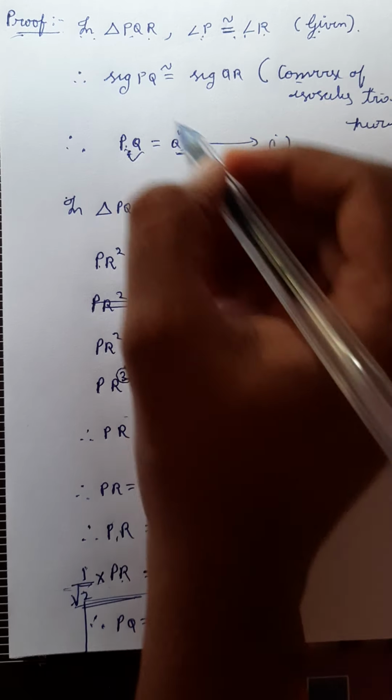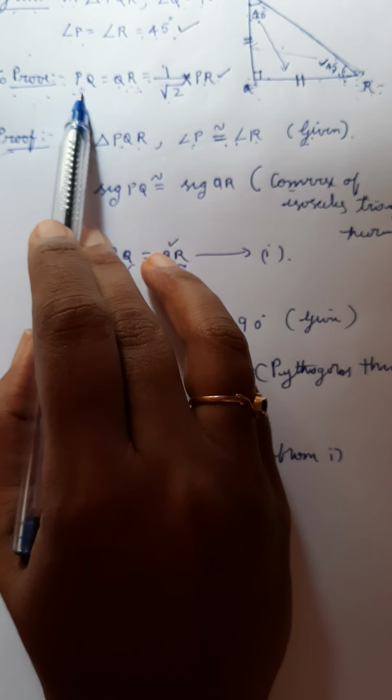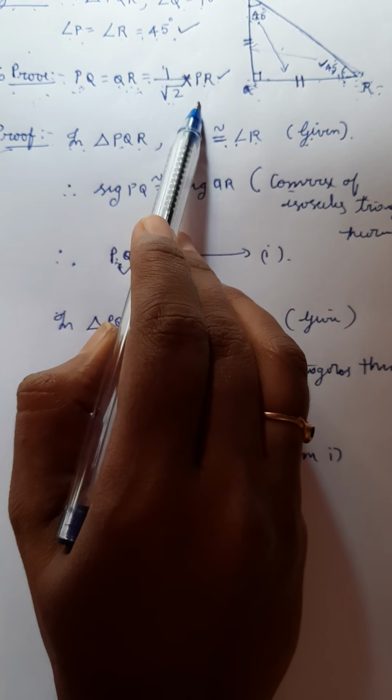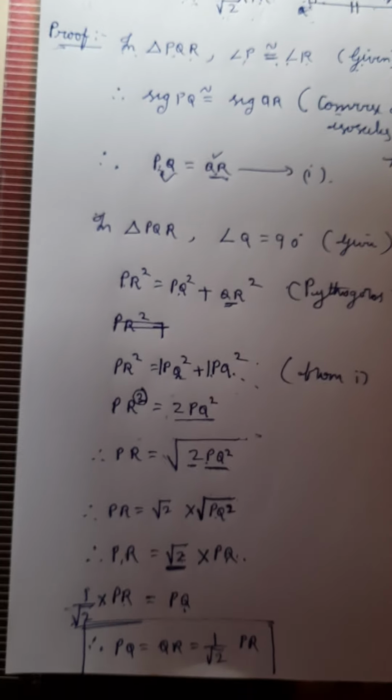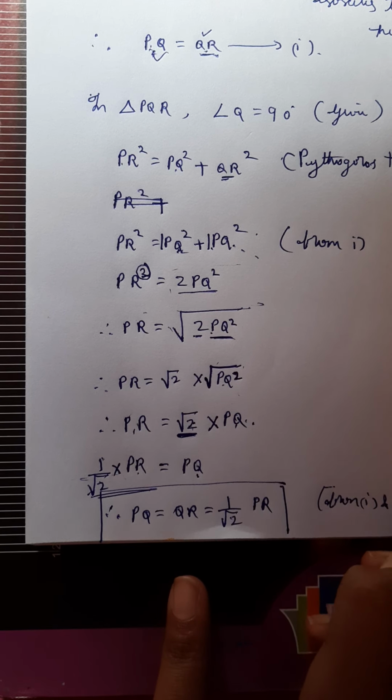This is the proof. Here it is asked to prove PQ is equal to QR is equal to 1 by root 2 PR. Hence proved. From 1 and 2.